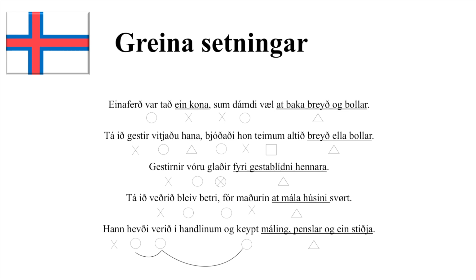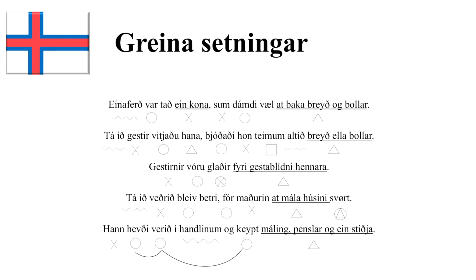And then we have umsøknarlitli grundli. In the middle sentence, gestinir voru glægir. The guests were glad, happy. And let's try to put the equal sign there. Gestinir likvi glægir. The guests equal happy. So that's all good. And then we have umsøknarlitli avgjørelse. And yeah, so to paint the house black. So amala husene svørst, and svørst refers back to husene. Like to paint the house black. Black refers back to house.